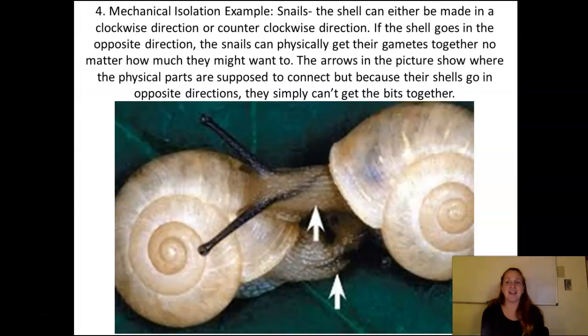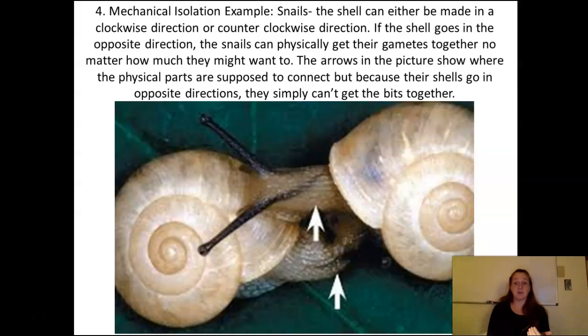Mechanical isolation is rare, but very interesting. With mechanical isolation, you literally can't get the bits together. You can't get the reproductive structures together to exchange gametes. And this happens with snails. Snails can build their shell in a clockwise direction, or they can build it in a counterclockwise direction.